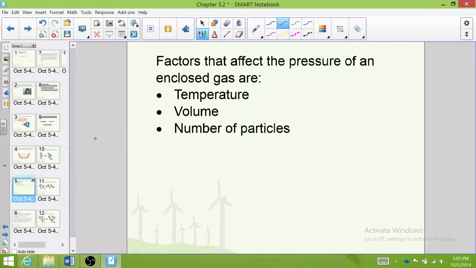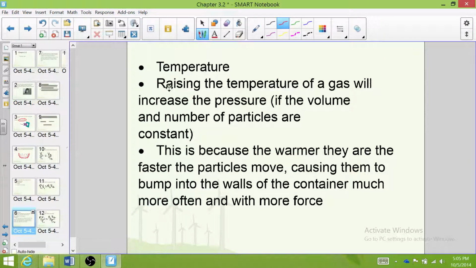So there are factors that affect the pressure of an enclosed gas, and these are temperature, volume, and the number of particles. So temperature. It turns out if you raise the temperature of a gas, you will increase the pressure if the volume and the number of particles are constant. And this kind of makes sense because the warmer particles are, the faster they move, causing them to bump into the walls of the container much more often and with more force.